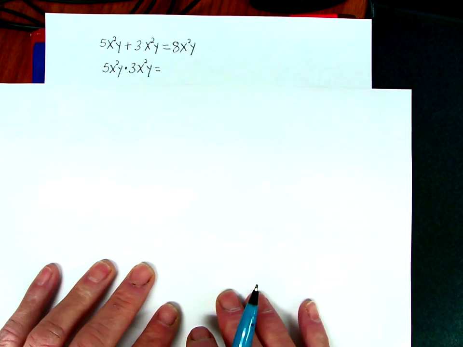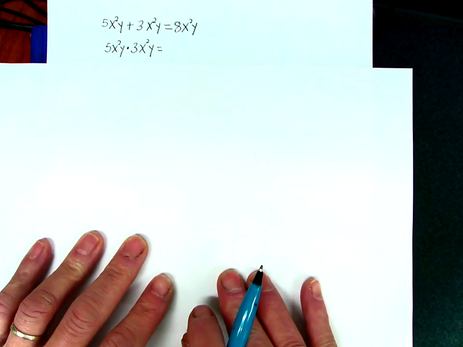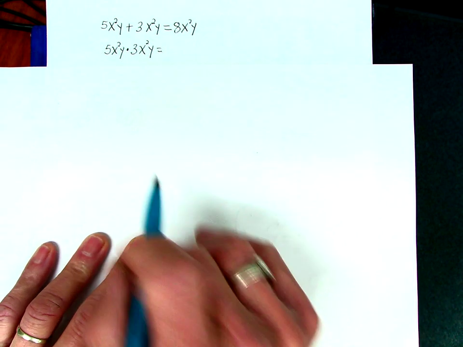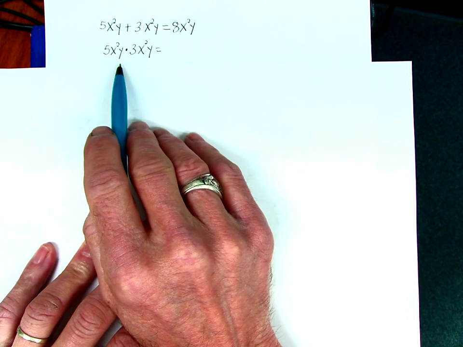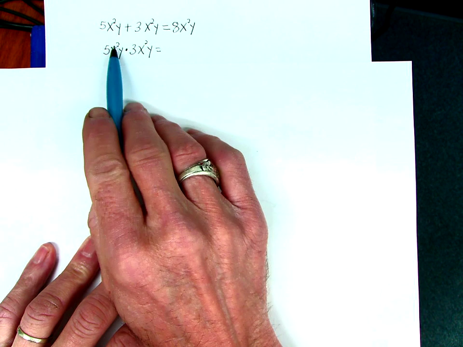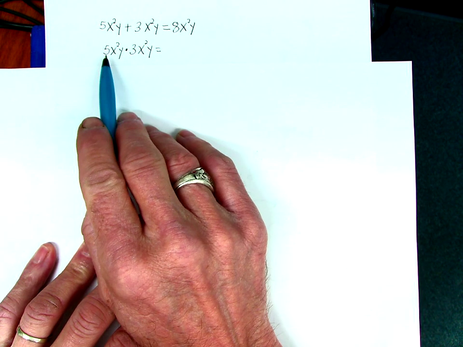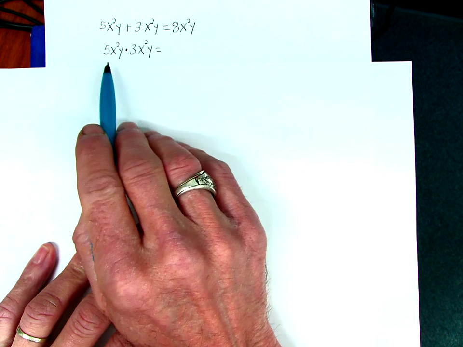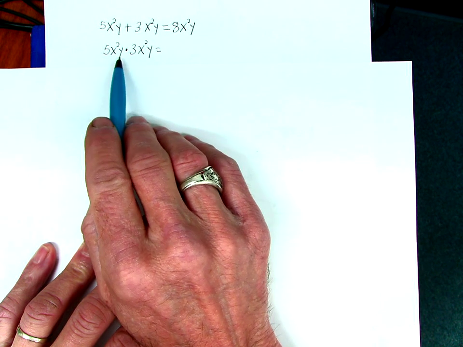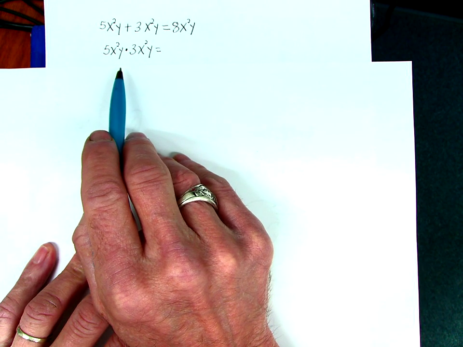Then we moved on and we began learning about multiplying with exponents. When you multiply with exponents, the bases do not have to be the same. The powers do not have to be the same. But what we found was you're only going to multiply like things: the 5 and the 3, the x and the x, the y and the y. If it's all multiply, everything's going to get put together when you get the final answer.